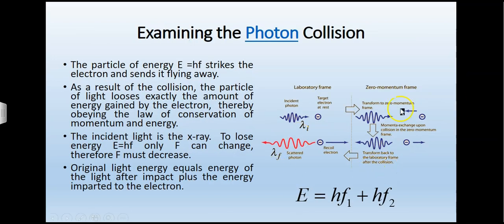The total energy of the system is quite easy to calculate. You just add up the kinetic energy from the electron plus the energy of the visible light and you get back to the total energy of the incident X-ray.